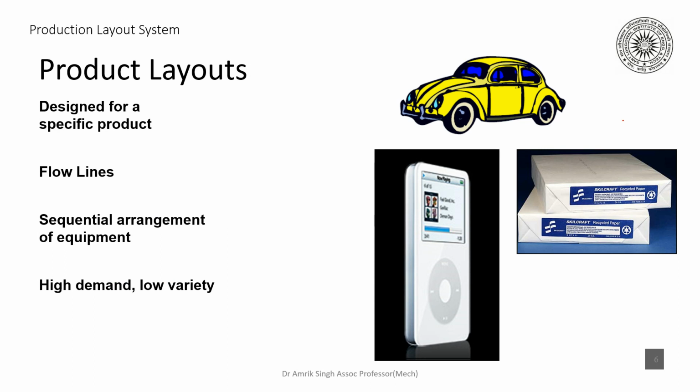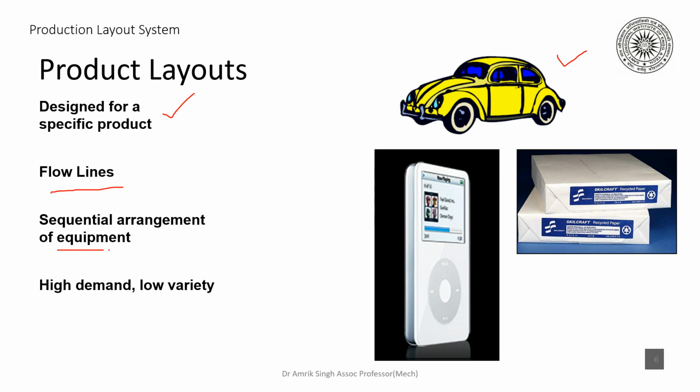So you see a car is there, a different type of product, or a mobile phone you are seeing. This type is designed for a specific product. If it is for mobile manufacturing, you can make only mobiles, and that too of a very narrow variety. Then flow lines: because the product is flowing in a line, it is also known as a flow line type product layout.